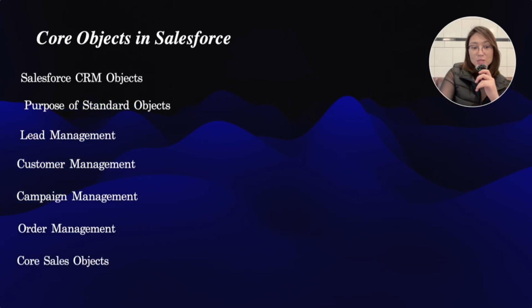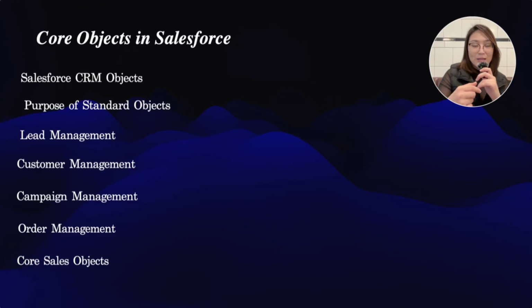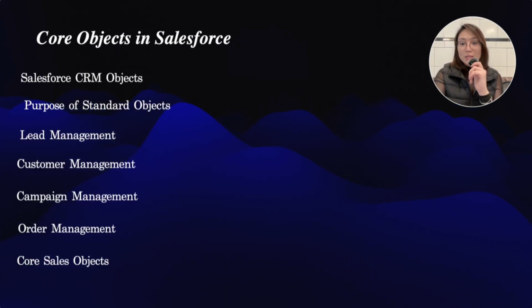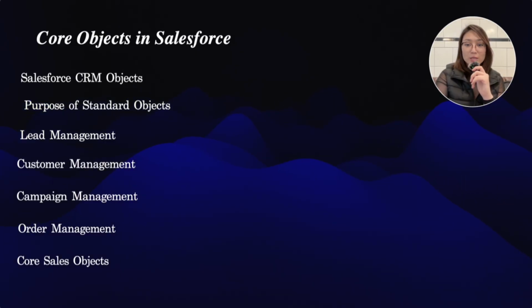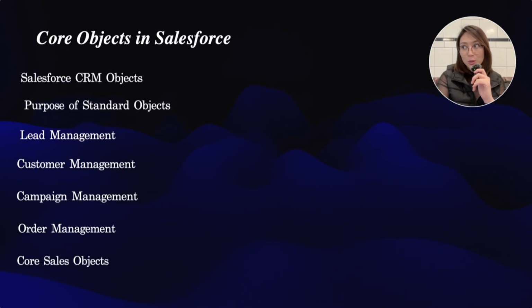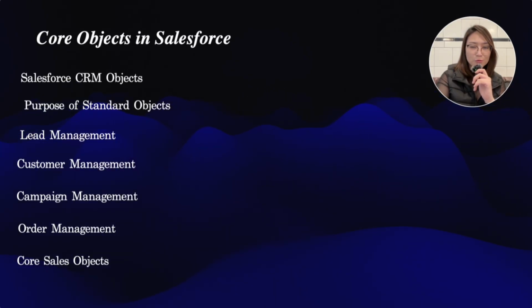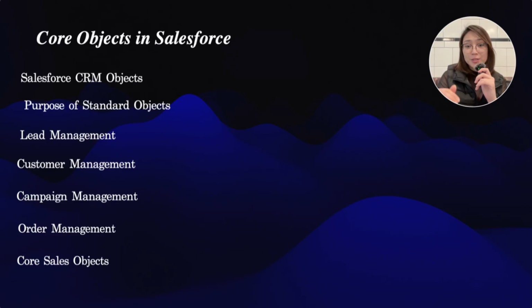Next are the core sales objects, which are product, price book, quote, order, asset, and contact. These are what we call core sales objects. Products define what you sell. Price books control pricing. Quotes and orders manage the sales process. Assets and contacts help track what the customer owns and for how long. Together, these objects support the full sales lifecycle.